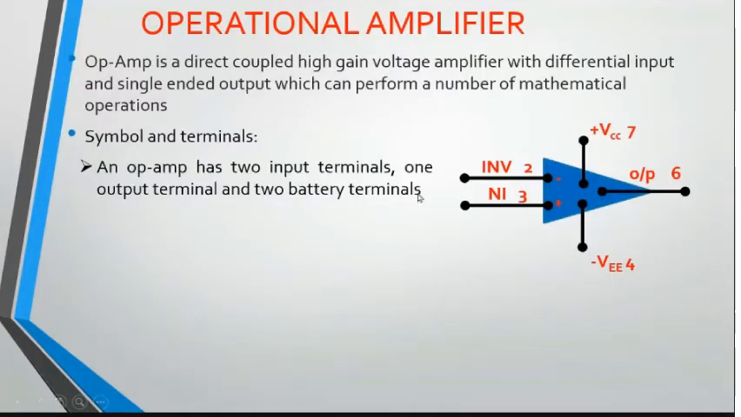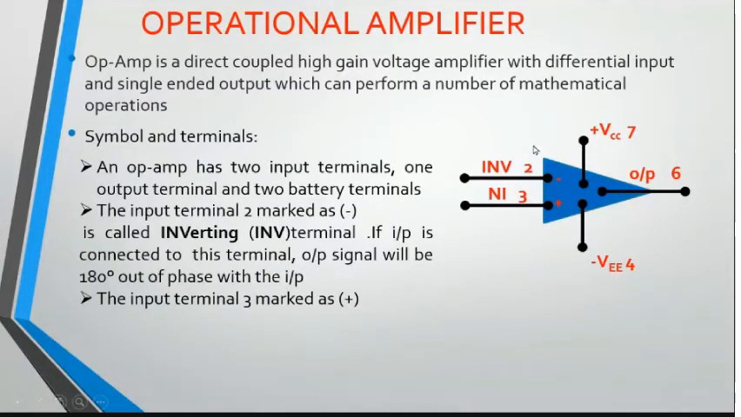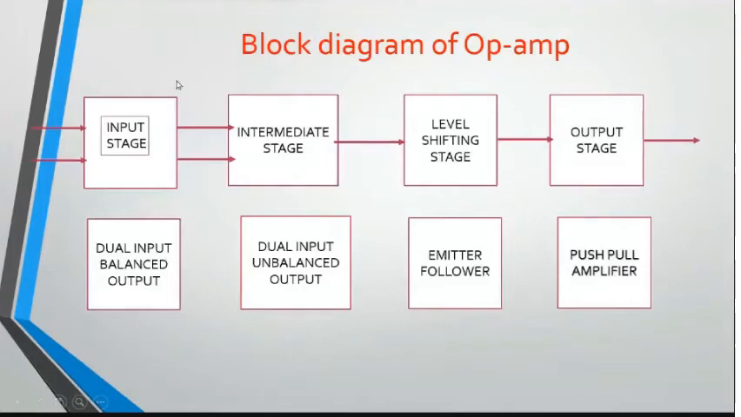So here we have seen the operational amplifier, its symbol and its pin configuration. Now let us see the block diagram of an operational amplifier. The operational amplifier has very complex circuitry inside it, but we are going to study only the block diagram, because it is made up of a number of stages.